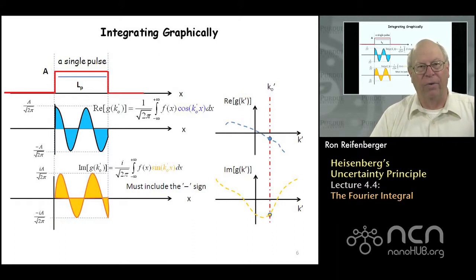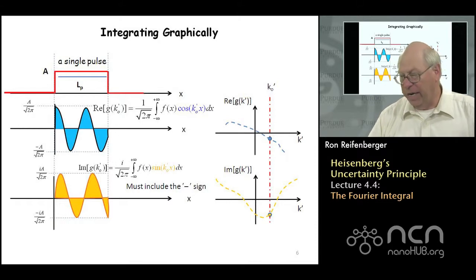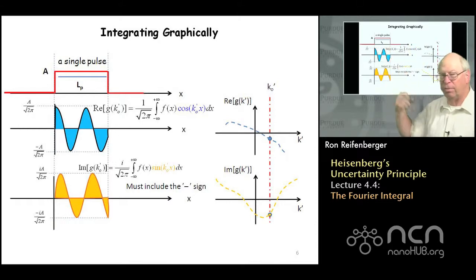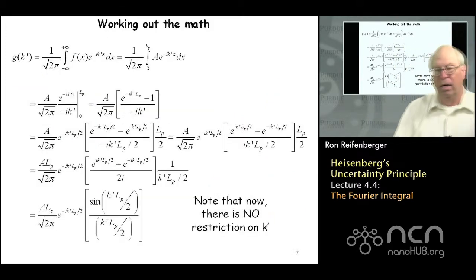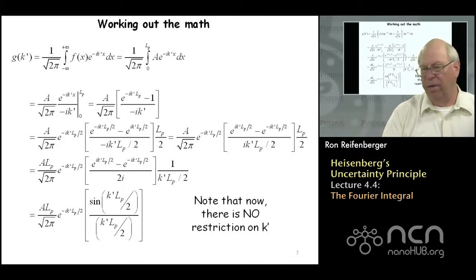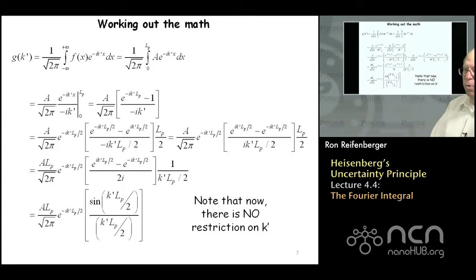Of course, the trick is to evaluate that integral analytically, and for the case of this single pulse of width L sub p, it turns out you can do that evaluation analytically. This was one of the homework problems given in the first homework set. So if you didn't understand how to do that first homework problem, let's make sure we all understand how to do it here. Here I just work out the math. I calculate what g of k prime is for this f of x, which specifies this single pulse of width L sub p. You can see what happens immediately: the integral from minus infinity to plus infinity becomes an integral that I can handle.